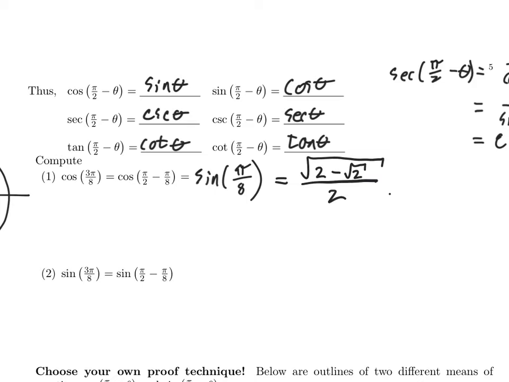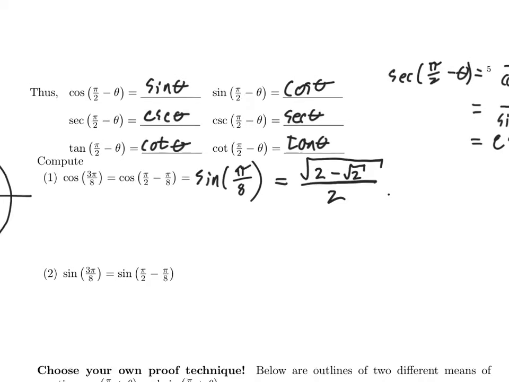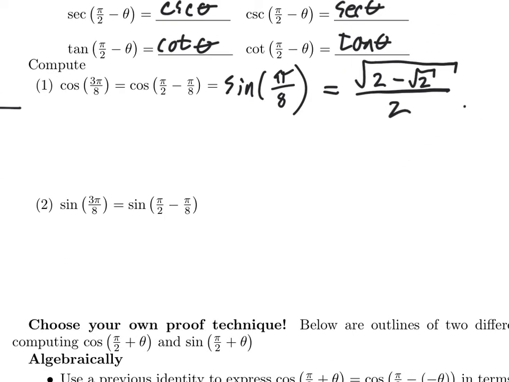Nice. And let's do the next one too. If you want the sine of 3 pi over 8, that should be the same thing as the sine of pi over 2 minus pi over 8. But that's the sine of pi over 2 minus an angle. The sine of pi over 2 minus any angle is the same thing as the cosine of that angle. And again, that's not a number that you should remember, but if you flip back to earlier in this document, you'll see that that's the square root of 2 plus the square root of 2 all over 2.